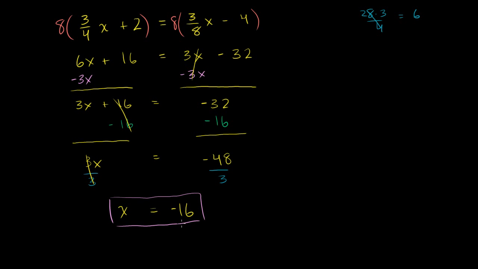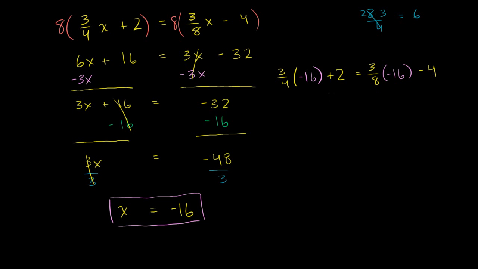So let's make sure that this actually works by substituting into the original equation up here. The original equation didn't have those 8's out front. So let's substitute in the original equation. We get 3/4 times -16 plus 2 needs to be equal to 3/8 times -16 minus 4.